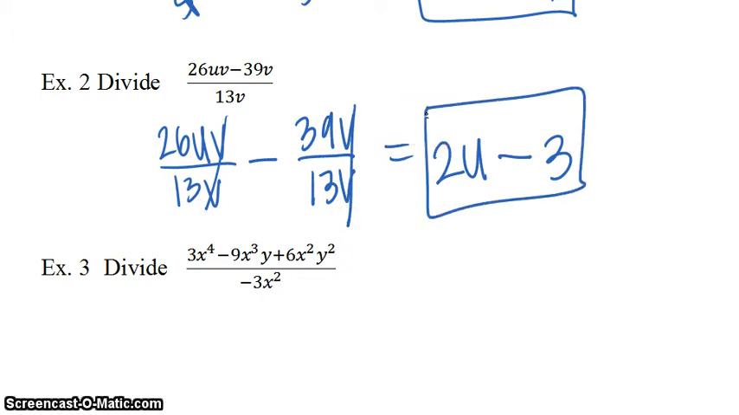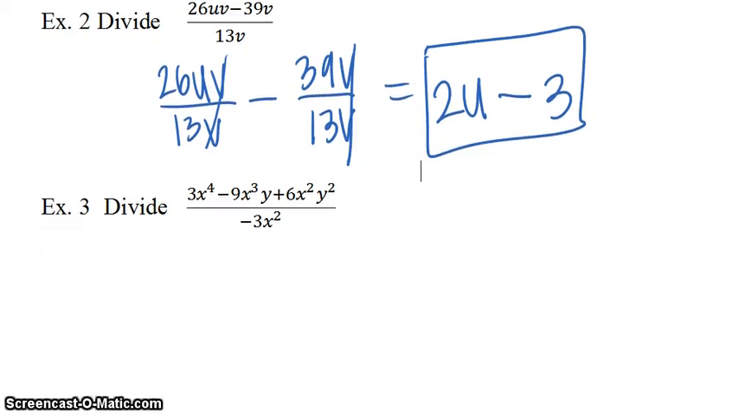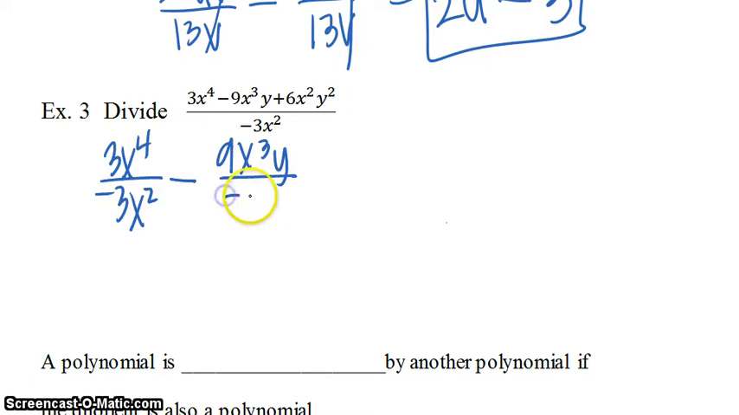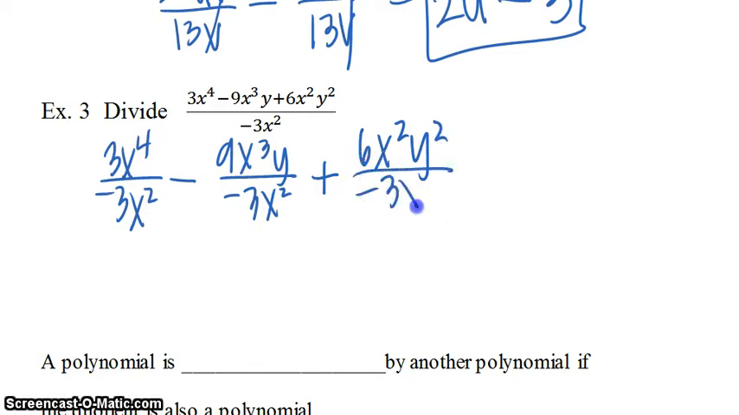So we're just left with 2u minus 3. Okay, now example number 3 looks tricky, but it's really not. We just have to break each of them up into the pieces. So we're going to have 3x to the 4th over negative 3x squared, minus 9x cubed y over negative 3x squared. We've got to be careful with our negatives there. Plus 6x squared y squared over negative 3x squared. So we're going to simplify from there. Our first one, we have a 3 over 3, but it's negative, so the negative is going to stay. It doesn't matter if it's at the top or the bottom.